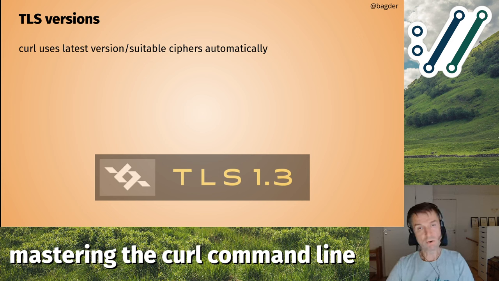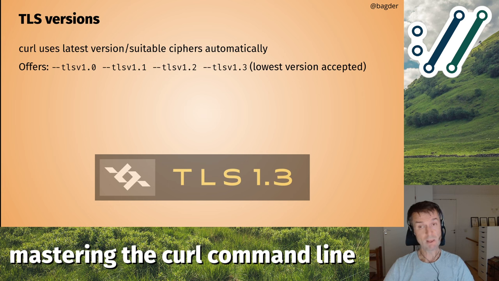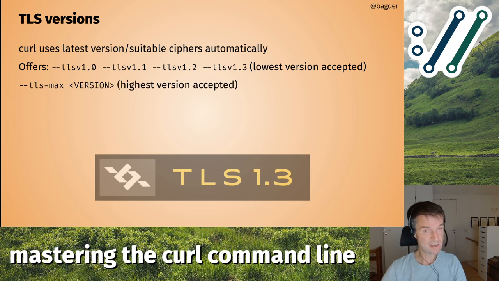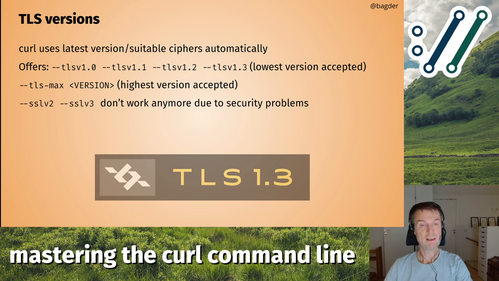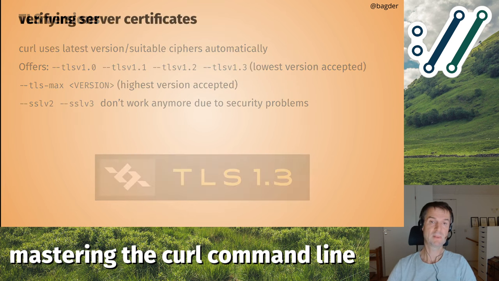So we have gone over a range of different versions over the years, but you should know that curl always tries to get the latest and most suitable set of version and ciphers negotiated automatically. So typically you don't need to care about that, but you can if for some reason you want to fiddle with that. You can ask for a lowest possible accepted version, and you can ask for a highest possible accepted version of TLS. Usually you don't want to care. We also have the SSL V2, SSL V3 options. They typically never work these days because the TLS libraries have disabled them, so don't bother.